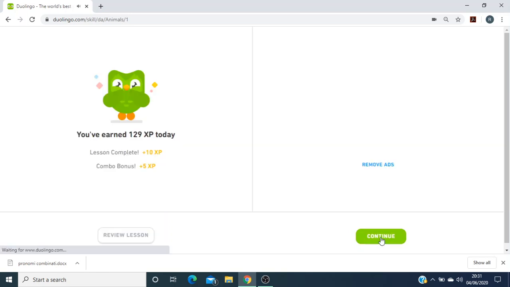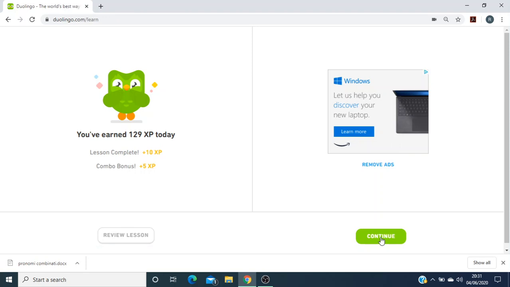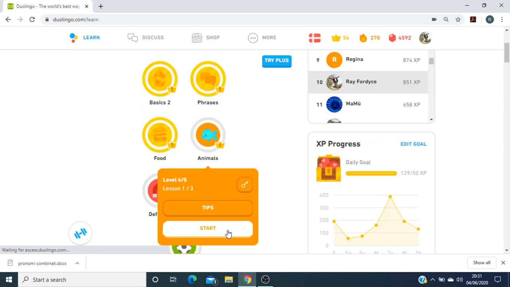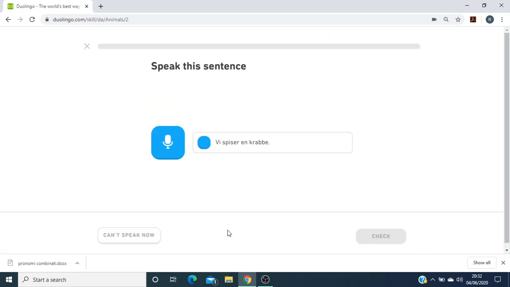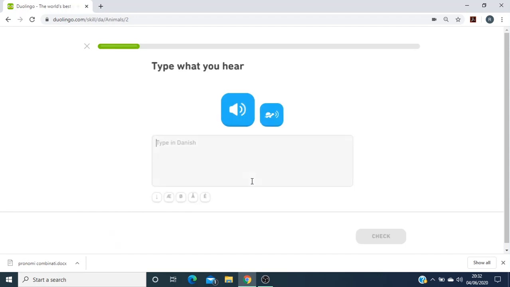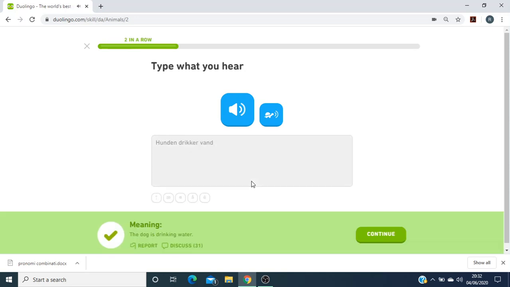So let's continue. Whenever you're ready, there we are. So that was only 3 lessons in the animals section. That's fine. Let's continue. Vi spiser en krabbe. We are eating a crab. That one kind of explains itself. Hunden drikker vand. Now we had hunden at the beginning in the notes. The dog is drinking water.